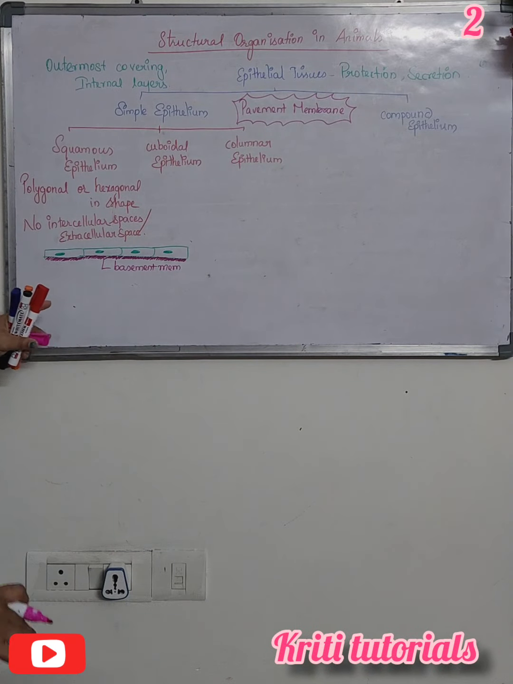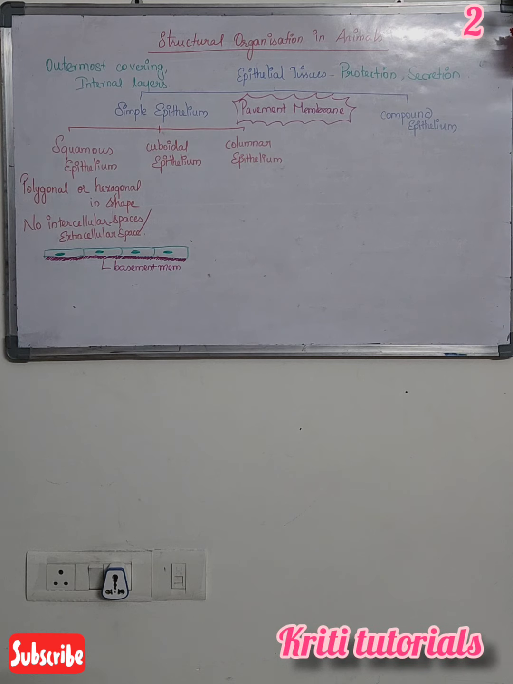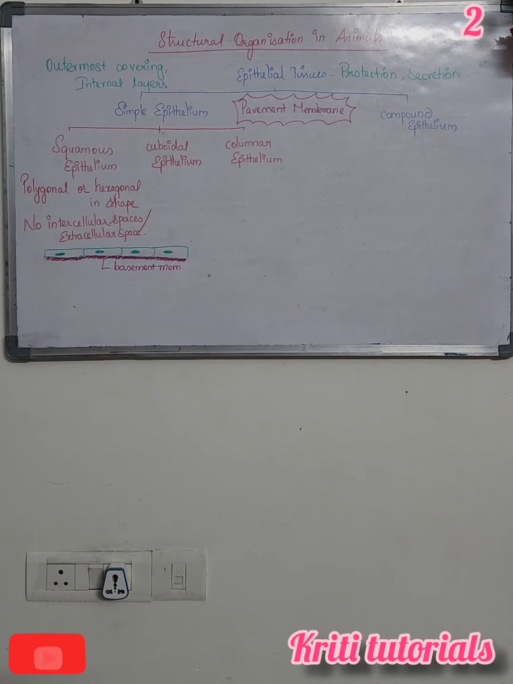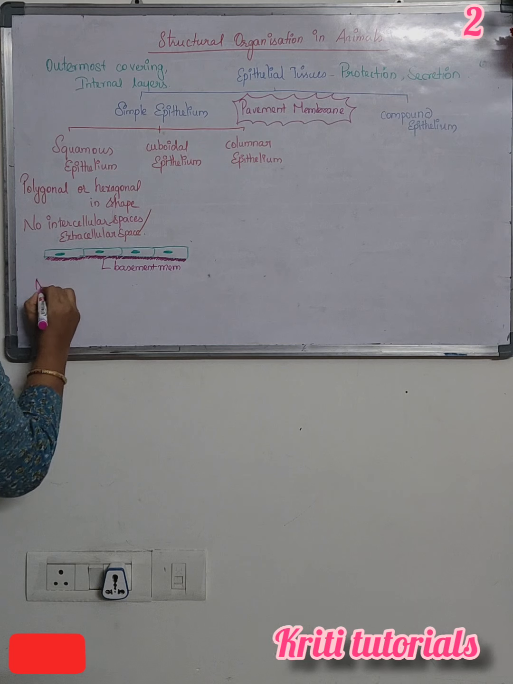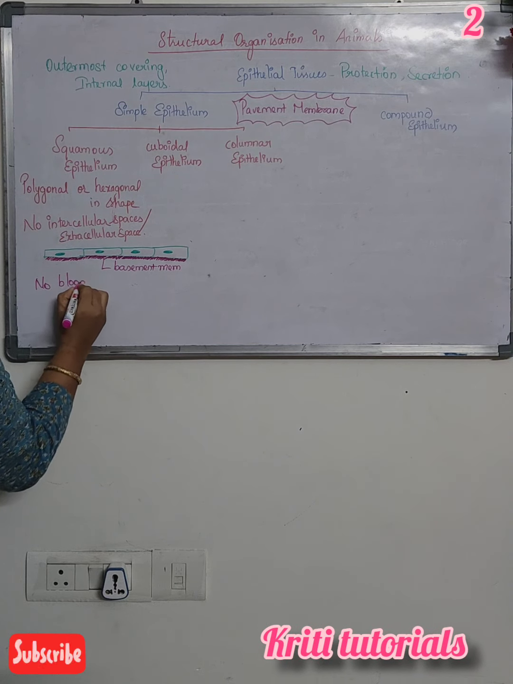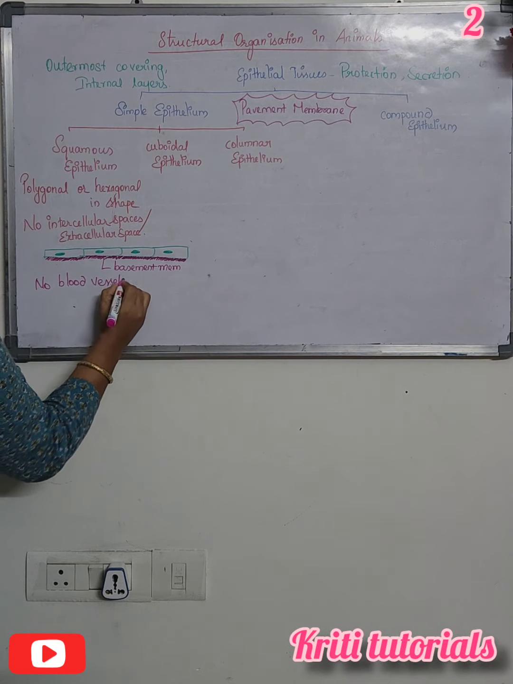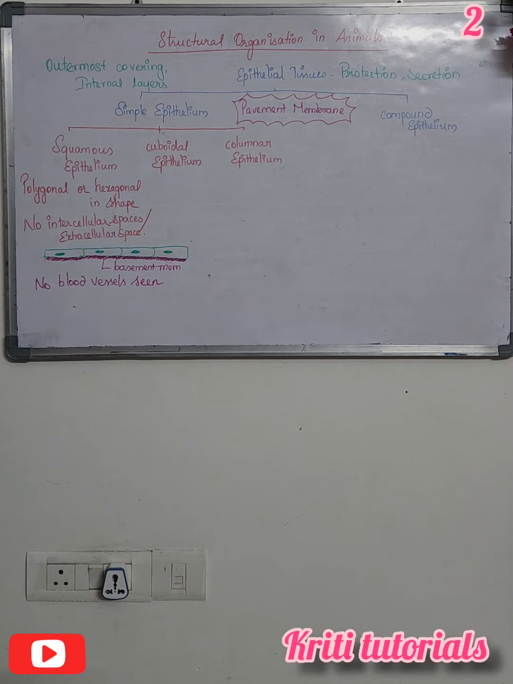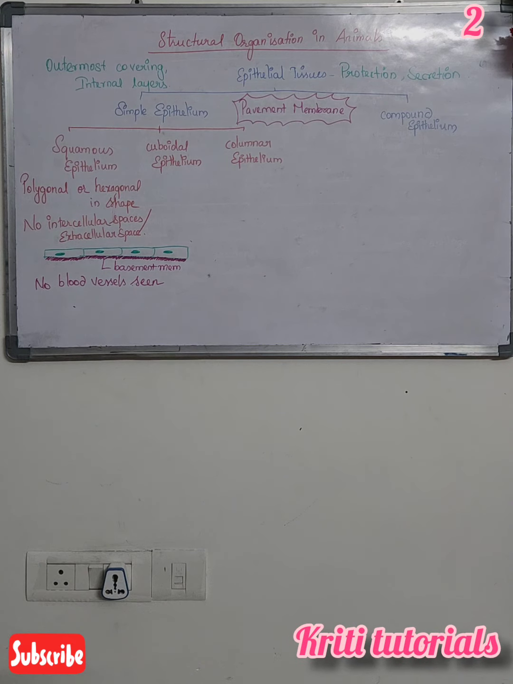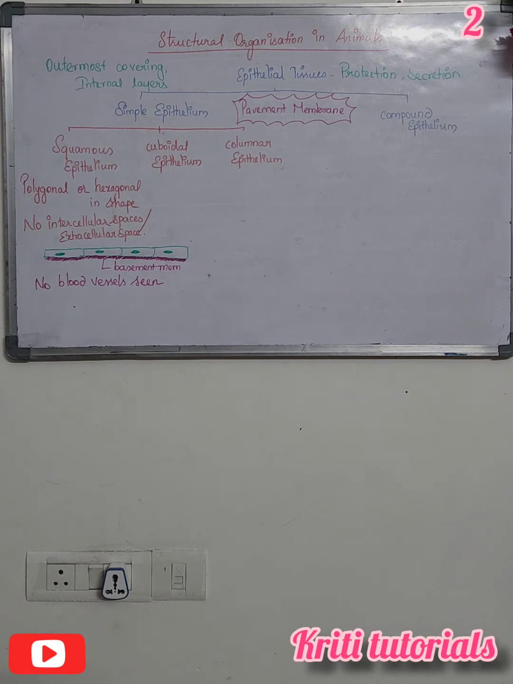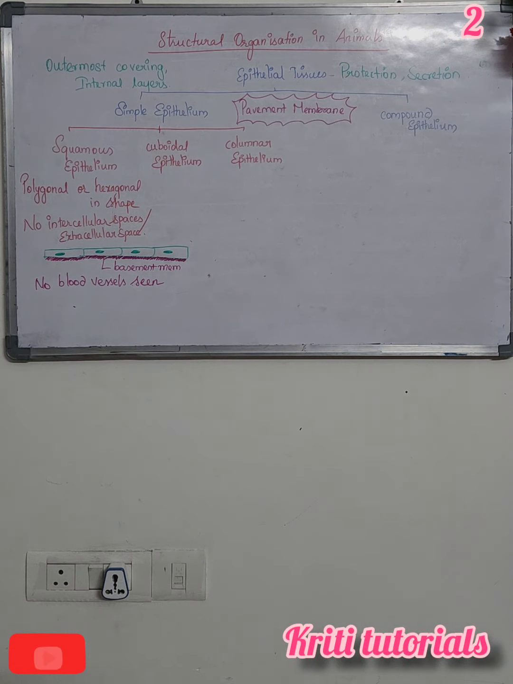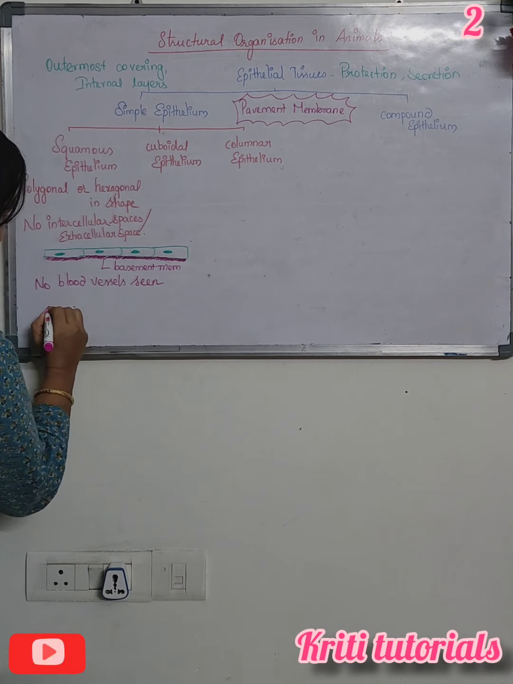Clear? So squamous epithelial tissues, as we have discussed, do not contain any blood vessels. No blood vessels are seen in squamous epithelial tissues. Then coming to the next point, the location: they are present in the lining of alveoli.